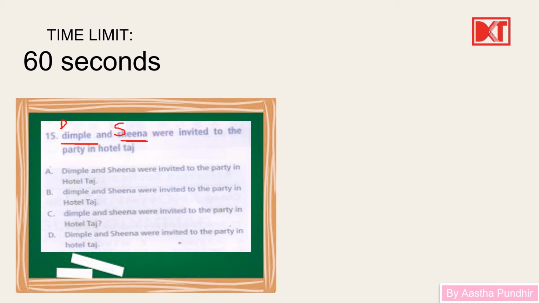Now, here, Hotel Taj is the proper name of a place, a certain location. So, here these initials will also be capital. And then in the end, we'll have a full stop. Alright. So, the correct answer is A. Dimple and Sheena were invited to the party in Hotel Taj.